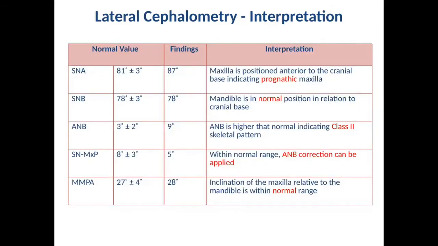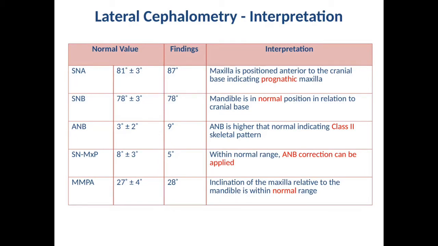For the interpretation, the SNA value is higher than normal value, which means that maxilla is prognathic. The SNB value falls within normal range, indicating mandible is in normal position in relation to cranial base. The ANB for this patient is higher than normal value, indicating that this patient has a class 2 skeletal pattern. The SN-MxP of this patient falls within normal range, therefore ANB correction can be applied.